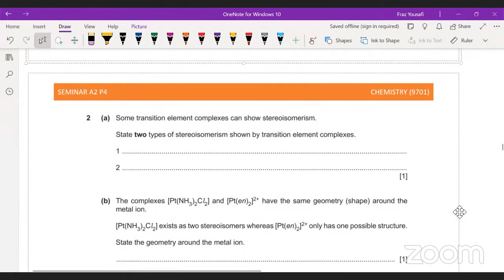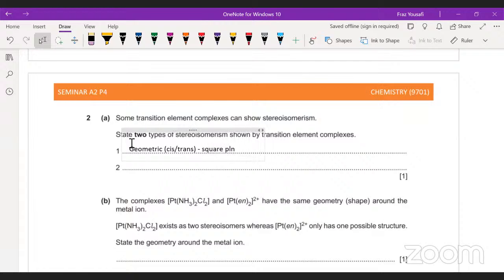2A, some transition element complexes can show stereoisomerism. State two types of stereoisomerism shown by transition element complexes. So the first type is geometric, right, or cis-trans. Now, in terms of geometric or cis-trans, you need to keep one thing in mind. This is only going to be true for square planar or octahedral complexes. And even in the octahedral and the square planar, you will need at least two different types of ligands involved. Otherwise, this doesn't occur.